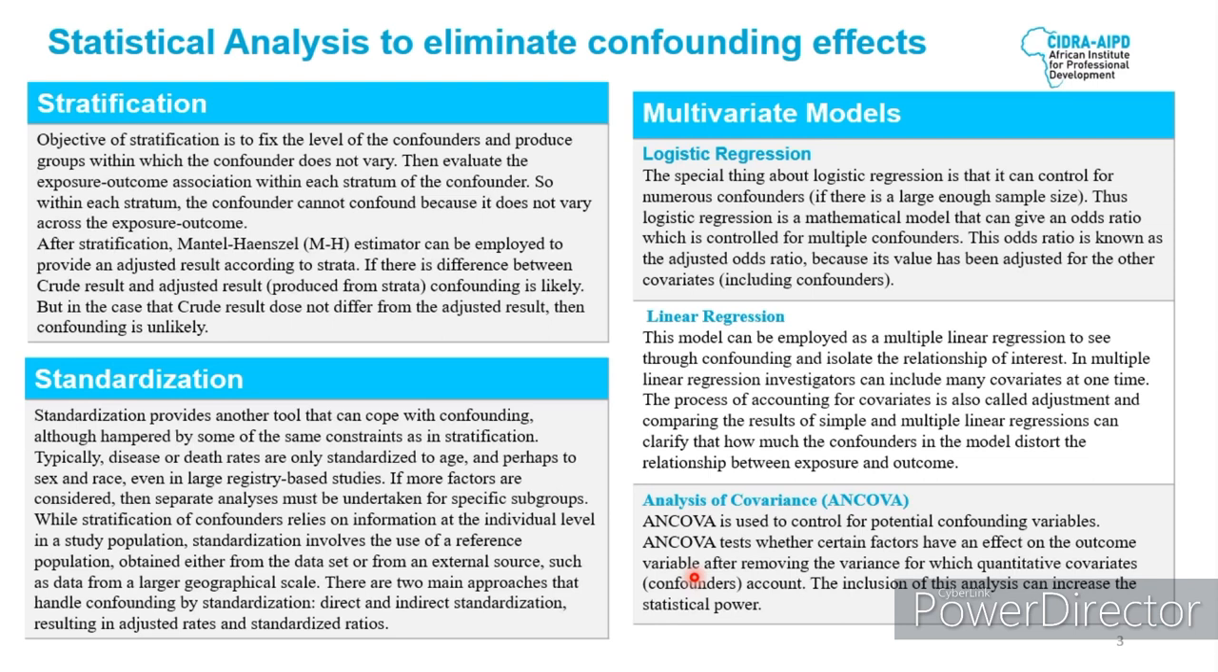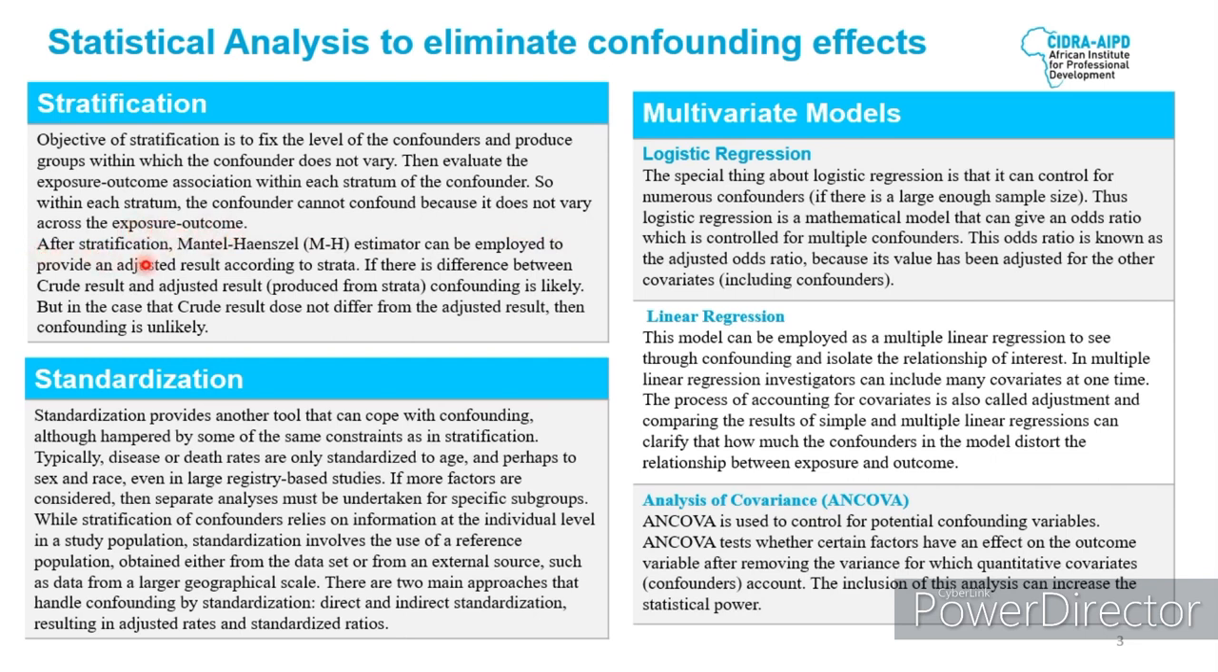Statistical analysis to eliminate confounding effects. First one is stratification. This lecture will be based on this method only. The objective of stratification is to fix the level of the confounders and produce groups within which the confounder does not vary. Then we evaluate the exposure outcome association within each stratum of the confounder. So within each stratum, the confounder cannot confound because it does not vary across the exposure outcome.